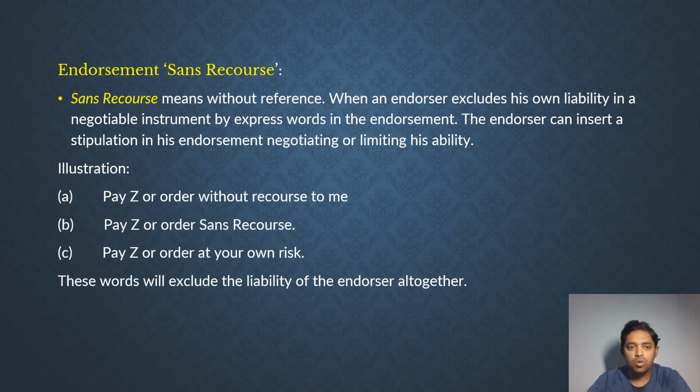Endorsement sans recourse. Sans recourse means without recourse. When an endorser excludes his own liability in a negotiable instrument by express words in the endorsement, the endorser can insert a stipulation in his endorsement negating or limiting his liability. Illustration: pay Jed or order without recourse to me. Pay Jed or order sans recourse. Pay Jed or order at your own risk. These words will exclude the liability of the endorser altogether.